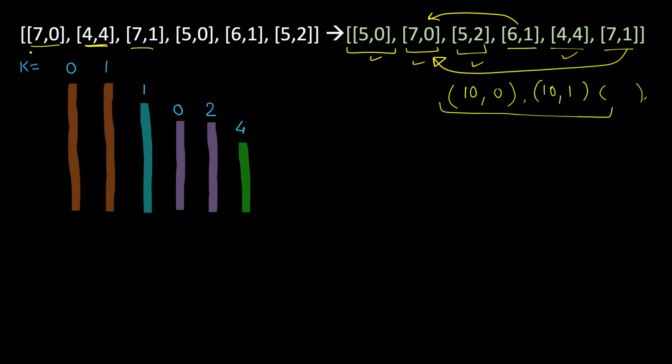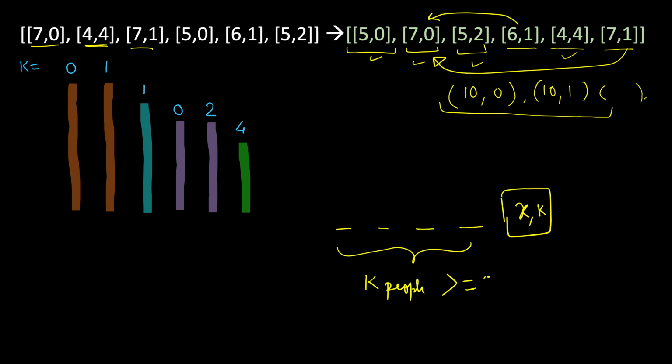So if we correctly position the taller people, then let's say we have processed a few people in the queue in their order of height, and we are now processing this person somewhere here whose height is x and position is given as k. So that means there are k people in front of x whose height is greater than or equal to x.